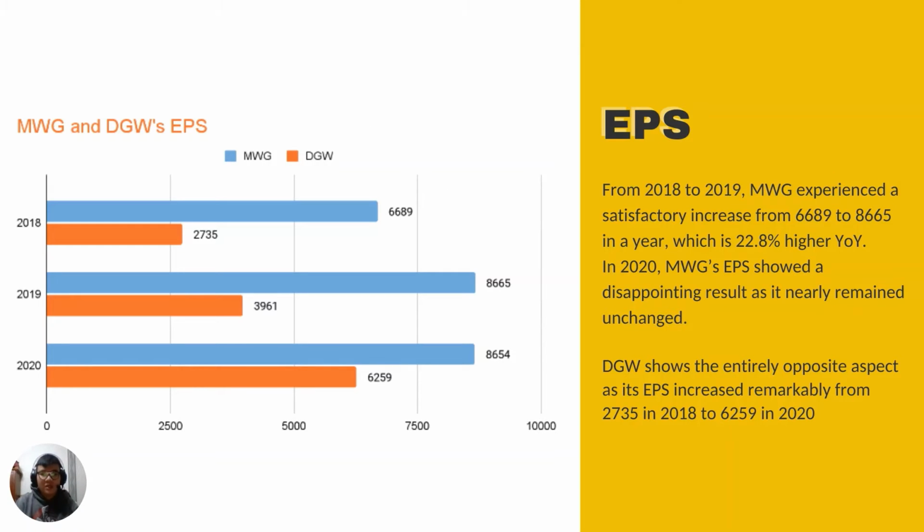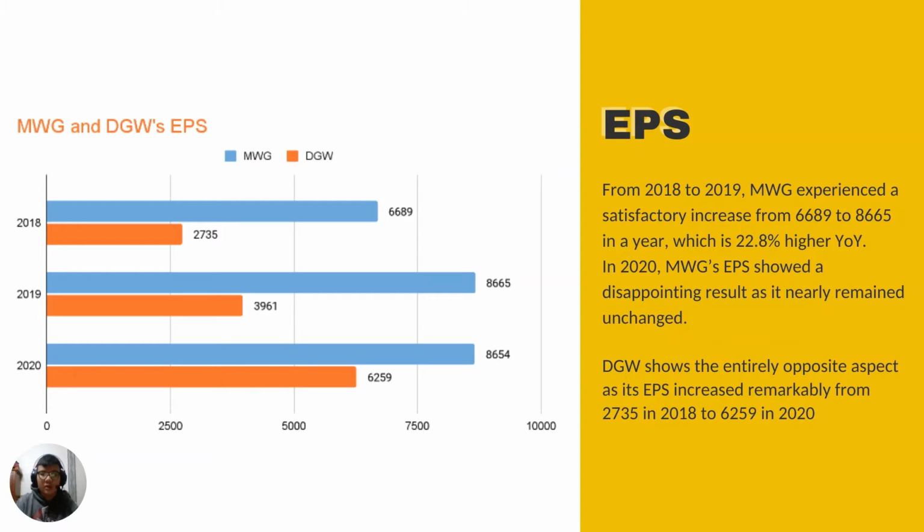About the EPS of the two companies, take a glance at MWG's EPS. From 2018 to 2019, MWG experienced a satisfactory increase from 6,600 to 8,600 in a year, which is 22.8% higher year after year. But a year later, MWG's EPS showed a disappointing result as it nearly remained unchanged. This could be explained by the poor business performance in the time of the pandemic.